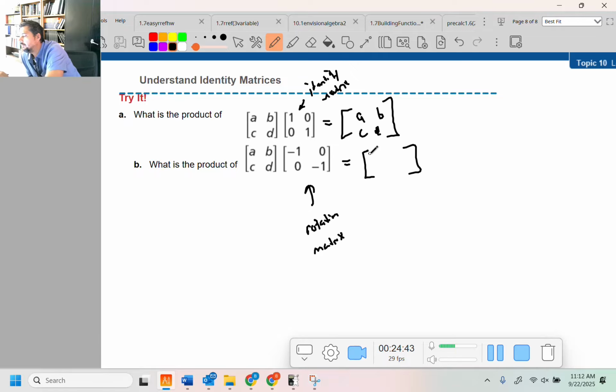Row 1, column 1. A times a negative 1 is negative A. B times 0 is 0. So sorry, that's negative A plus no B. Negative A. Row 1, column 2. A times 0 is 0, B times negative 1 is negative B. It changed the signs, didn't it? Kind of cool. Row 2, column 1, C times negative 1 is negative C, and then D times 0 is 0. Row 2, column 2, C times 0 is 0, D times negative 1 is negative D.